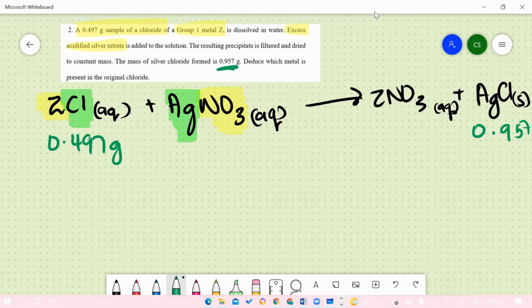0.957 grams of AgCl. Yeah, we can do that. But that alone won't help, we have to do something else.